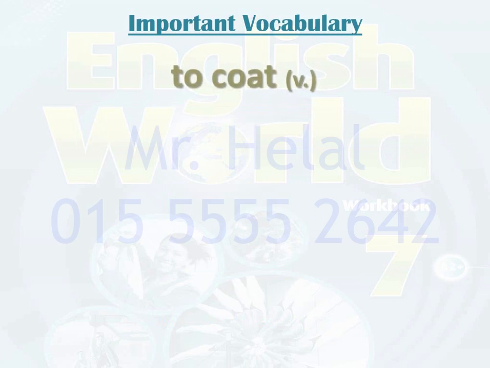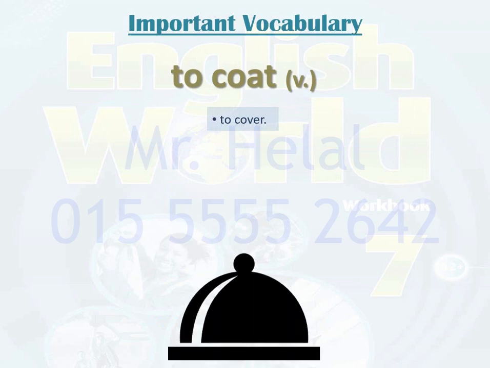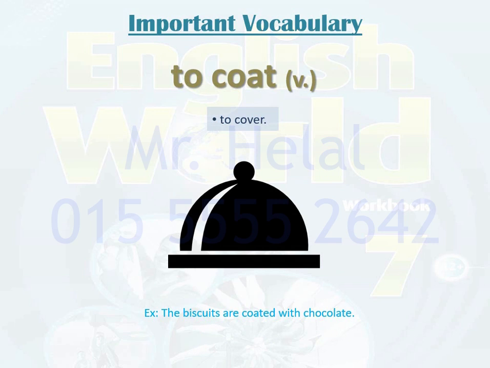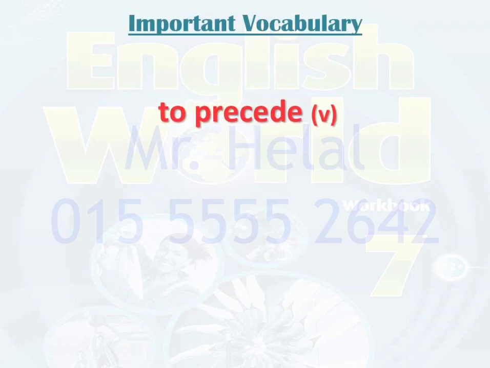To coat. To coat is a verb which means to cover. coat يعني يغطي. Example: The biscuits are coated with chocolate. يعني البسكويت مغطى بالشوكولاتة.